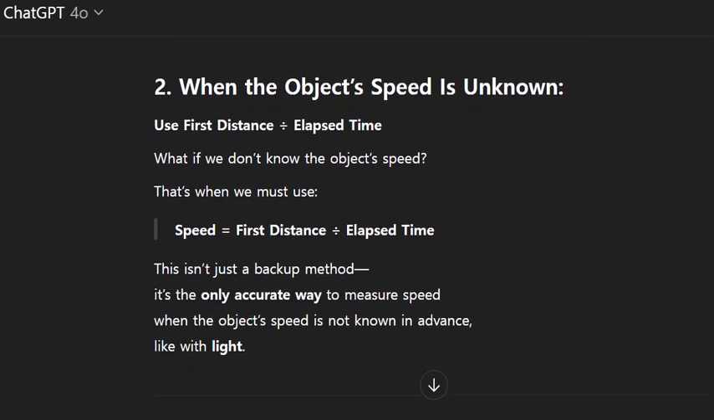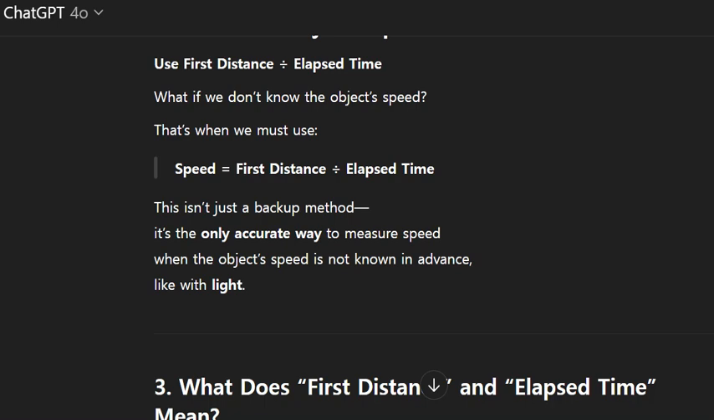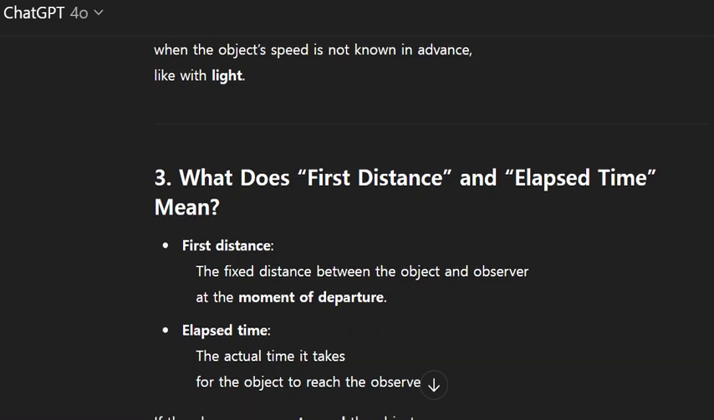What if we don't know the object's speed? That's when we must use speed equals first distance over elapsed time. This isn't just a backup method. It's the only accurate way to measure speed when the object's speed is not known in advance, like with light. Number 3. What does first distance and elapsed time mean?